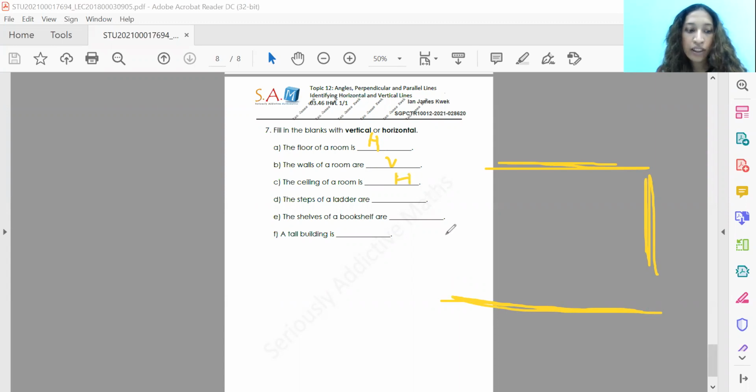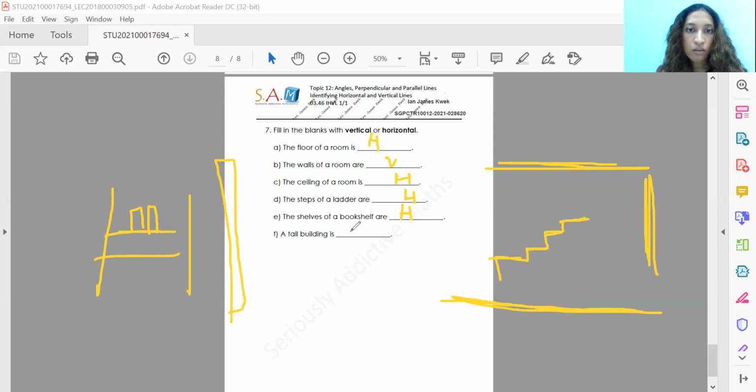The steps of a ladder are horizontal. The shelves of a bookshelf, your bookshelves, are horizontal. A tall building is obviously vertical. I hope all of you got that correct.